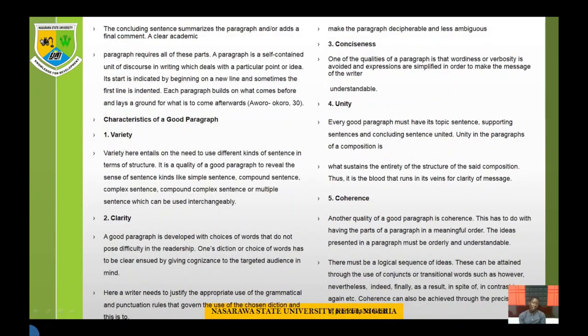So whatever the topic sentence mentions, the writer elaborates them using supporting sentences. And the last part is the concluding sentence, and as the name implies, it summarizes the paragraph or adds a final comment for clarity effect. So a clear academic paragraph requires all of these parts. A paragraph is a self-contained unit of discourse and writing which deals with a particular point or idea. It is indicated by beginning on a new line, and sometimes the first line is indented. This is how we see paragraphs. They are like divisions, okay, in terms of writing.